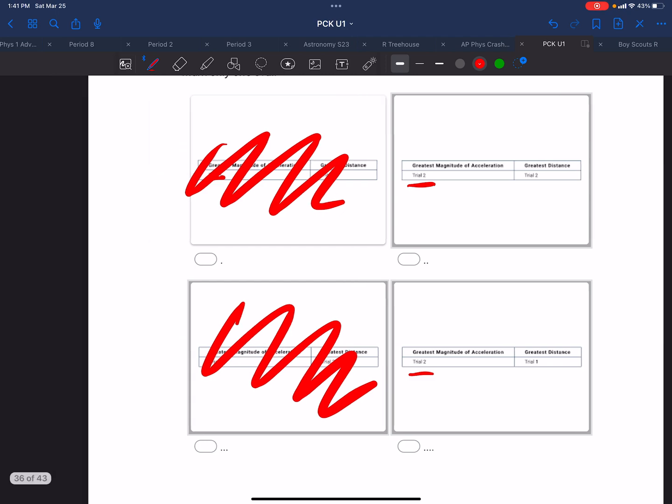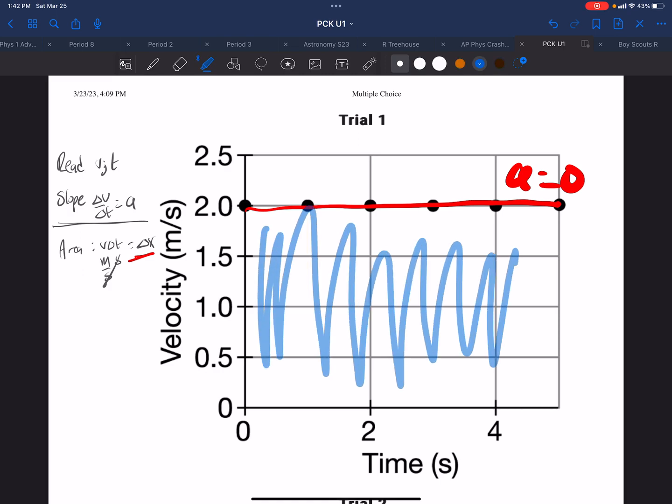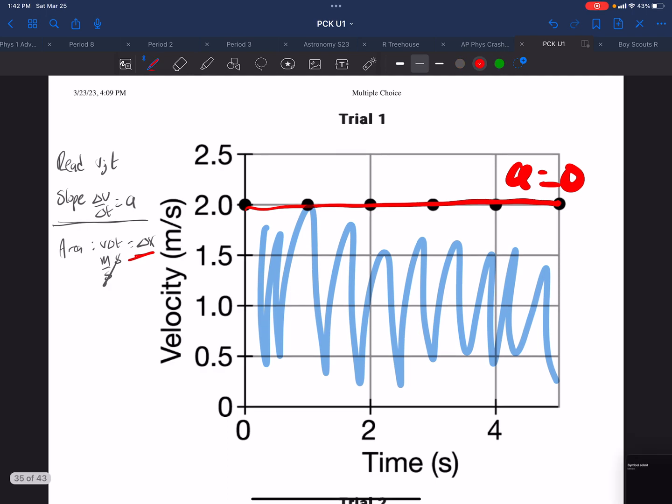Now the distance or the displacement is the area. So we are looking for the area that's underneath here, and that's the area of a rectangle. And that's length times width, and that is going to be what looks like 5 by 2. So that's going to be 10 meters. And we look at this next one.